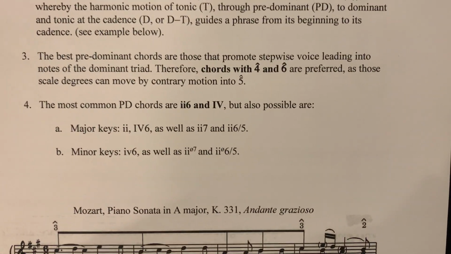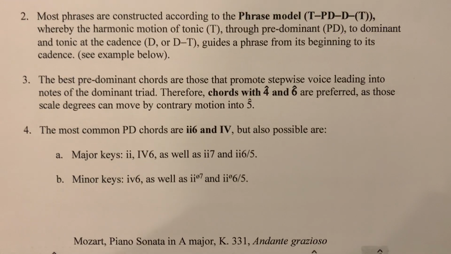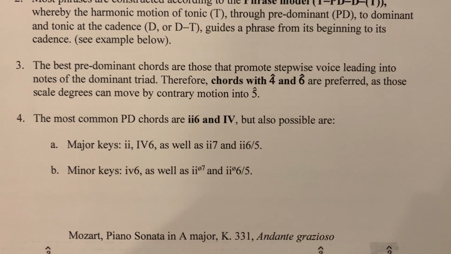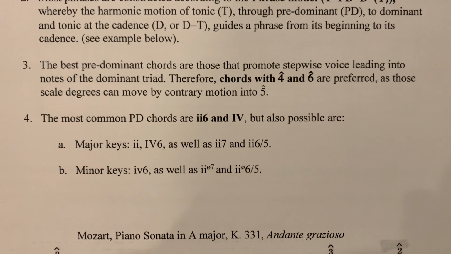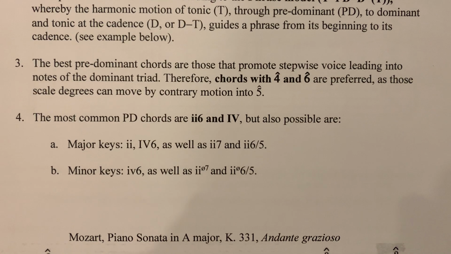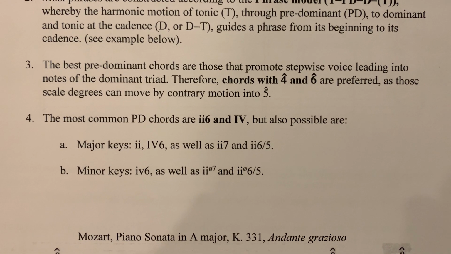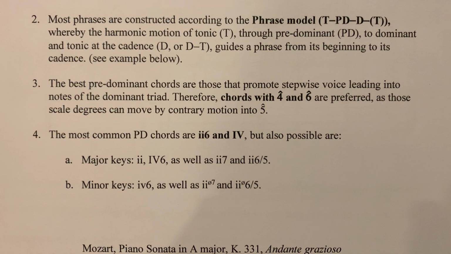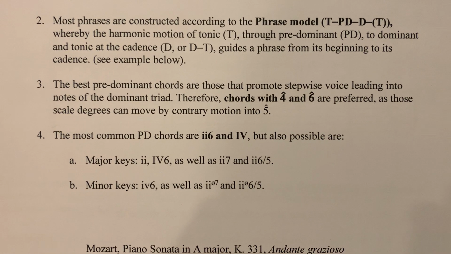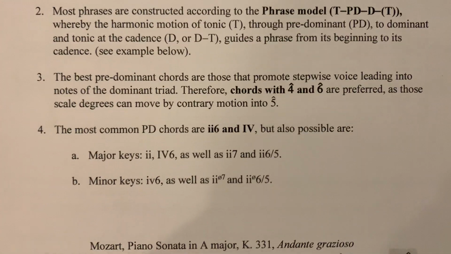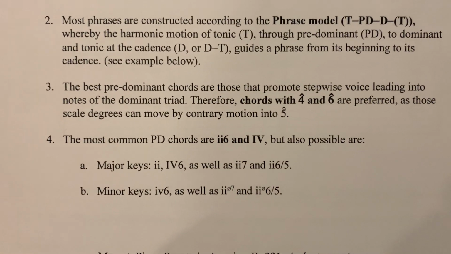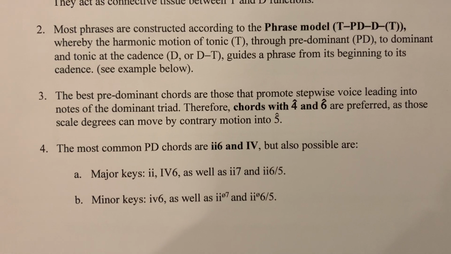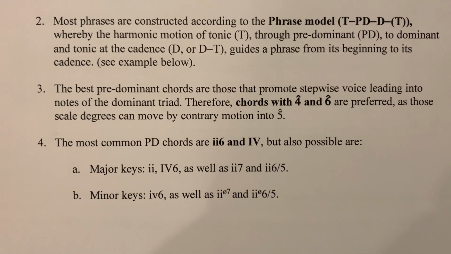So number 3, what are the chords that we tend to find and why? What makes predominant chords? This is very important because we're going to add more of these later on when we're talking about chromatic chords. So the best predominant chords are those that will promote stepwise voice leading into notes of the dominant triad. Therefore, chords with scale degree 4 and 6 are the preferred ones, as those scale degrees can move by contrary motion into 5. So here's 4 and 6, they can move by contrary motion into scale degree 5.